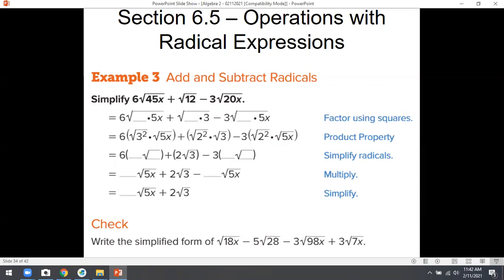And hopefully they have something in common. For example, this one right here, if you look at the things involved, the first one has a 45x under a root, right? Is there a 45x under any other root? Nope. This is not the same as this. It's not the same as this. They're not like terms. And if they're not like terms, there's no way to add and subtract them.